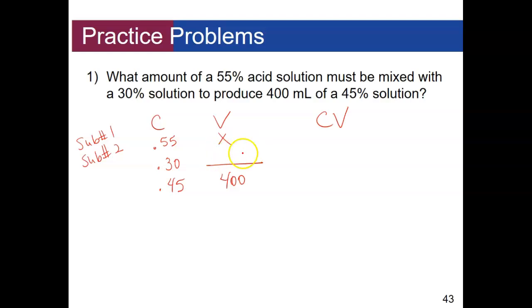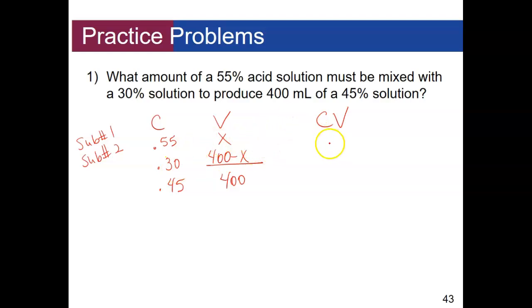So we need to go back and figure out what the volume here is going to be. If we need to end up with a total of 400 and we're going to use X of it to be the 55% solution, then we're going to have to subtract 400 minus X to give us the 30% solution.